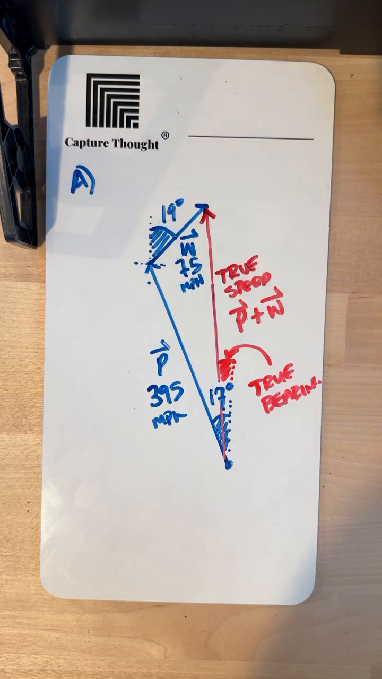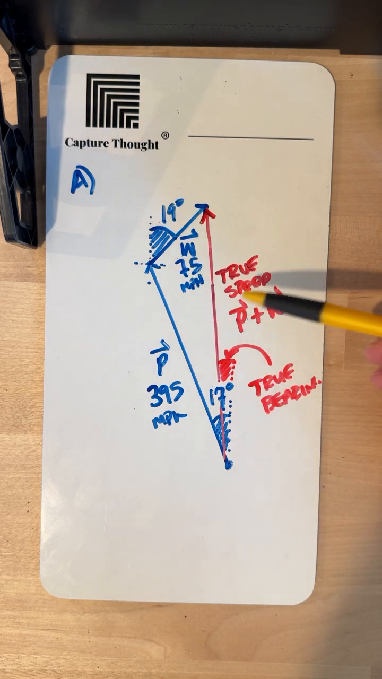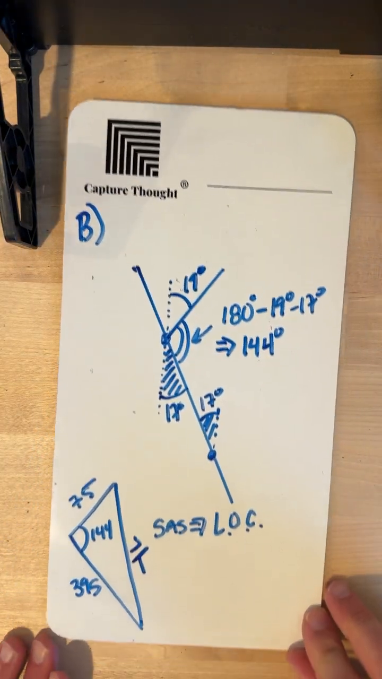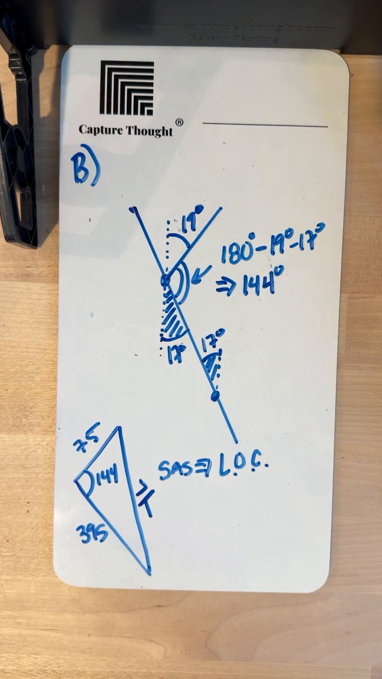But when it says draw a picture of the diagram, this is what it wants for part A. You want to label all the pieces together, and then the two parts that we're going to find are this magnitude and this true bearing, okay? So then part B says, what is the true speed of the plane? So here's how you think about part B. It's probably the hardest part for a lot of folks.